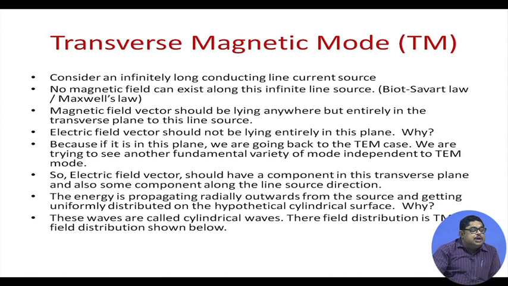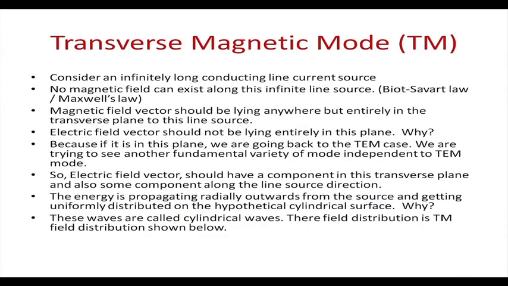So, we are trying to see another fundamental variety of mode. So, the electric field vector should have a component in this transverse plane as well as some component along the line source direction. So, this mode is called transverse electric. That means magnetic field is entirely in the transverse plane, and if you do the mathematics, this line source gives that TEM mode, it does not give any TM mode.